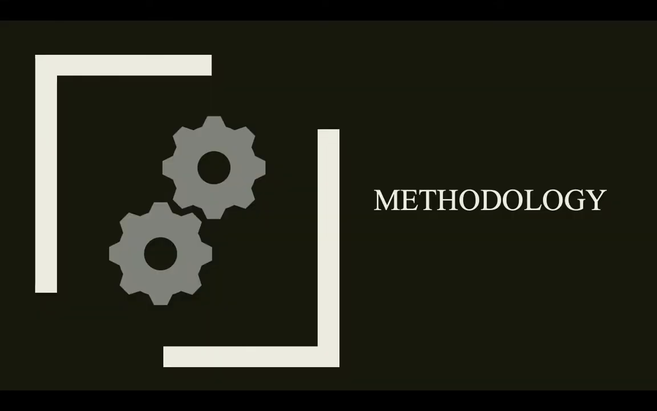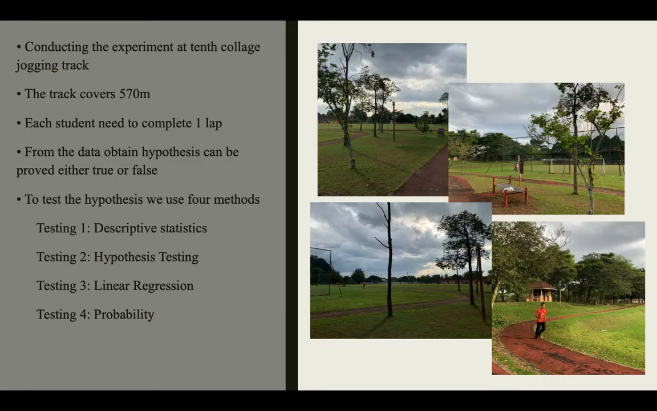For the methodology, we conducted the experiment at the 10th College jogging track. The track covers 570 meters, and each student needs to complete one lap. From the data obtained, the hypotheses can be proved true or false. To test the hypotheses, we used four methods: first, descriptive statistics; second, hypothesis testing; third, linear regression; fourth, probability. These will be explained by Shakir in the experiment data.